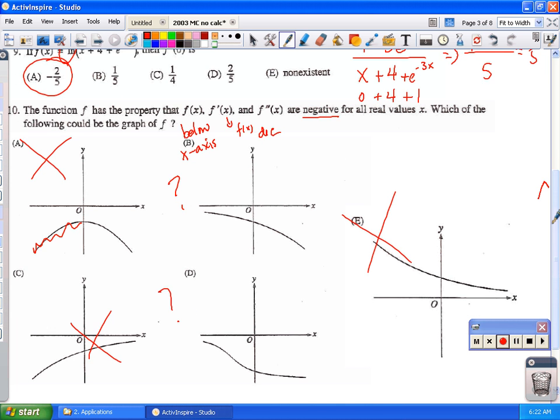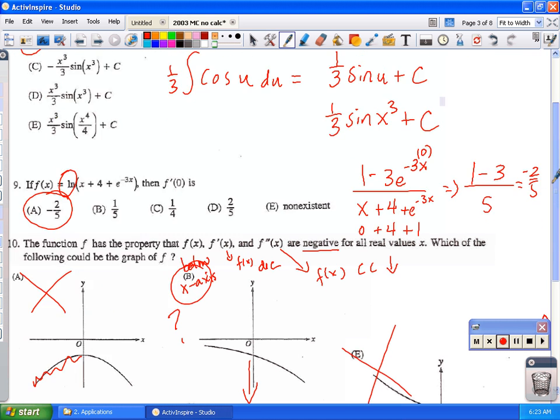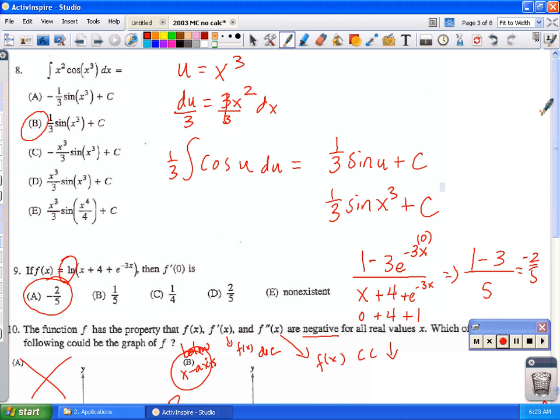The second derivative being negative tells me that f of x is concave down. This is the All About Me sheet. This function is concave down, this function is down and then up, so the answer has to be B. It's very important that you know all the facts of the All About Me sheet and how they work together.